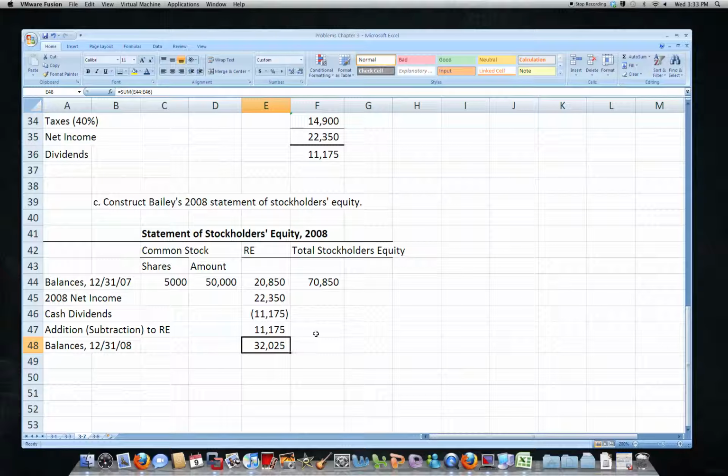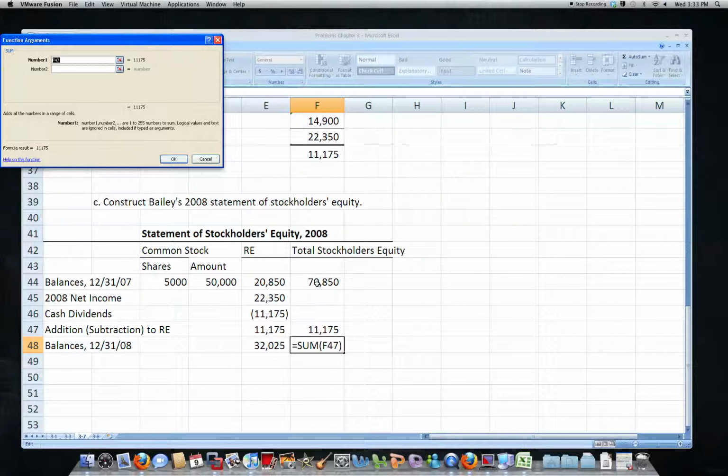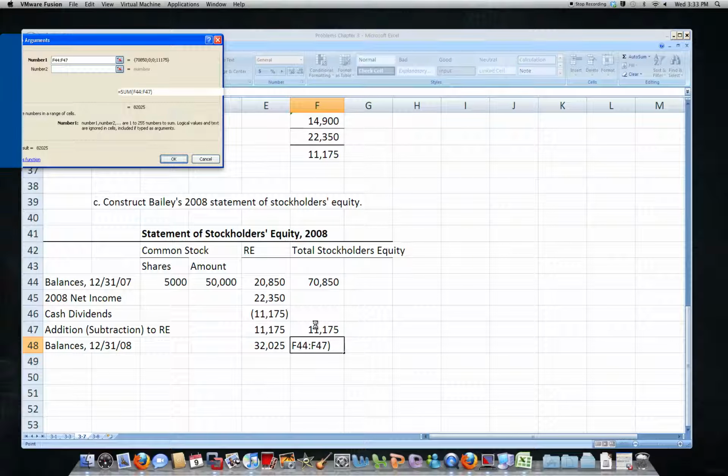We just carry over our stockholders' retained earnings. And we total up, our balance would be the sum of our previous year plus our retained earnings.